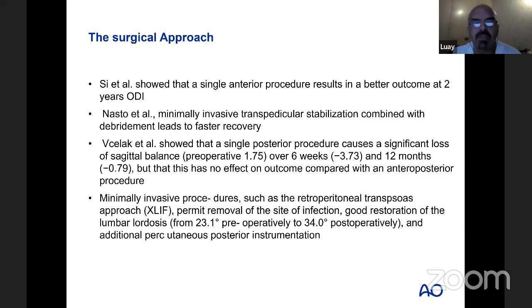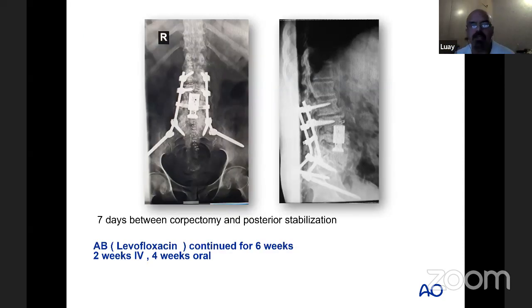Next, minimally invasive transpedicular stabilization combined with vertebral debridement leads to faster recovery, and others show that the single posterior procedure caused significant loss of sagittal balance postoperatively. Minimally invasive procedures such as the retroperitoneal trans-psoas approach like XLIF permit removal of the site of infection and good restoration of lumbar lordosis, and so on. And of course, the posterior approach including TLIF application. This is my solution.